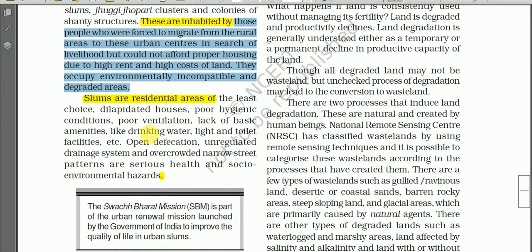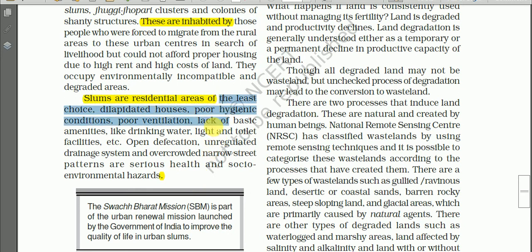So slums are residential areas of the least choice, with dilapidated houses, poor hygienic condition, poor ventilation, lack of basic amenities like drinking water, light, and toilet facilities. So this is the definition of slum, as well as it tells the problems of slums. Slums are residential areas of least choice, means least opportunities. Dilapidated means in a deplorable condition, broken down. Then poor hygienic condition, poor ventilation, the houses have poor ventilators, then lack of basic amenities like drinking water, light, toilet facilities.